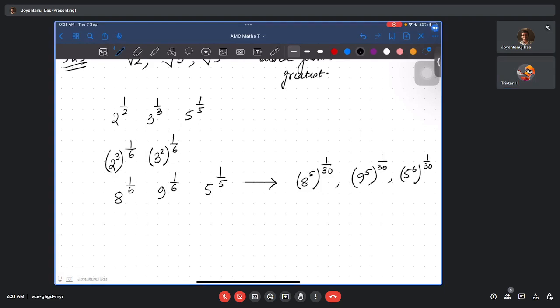Right. So now, how will you compare? You can expand them. Yes, that you can do, but I don't think you need to, right? Because first of all, 8 power 5 and 9 power 5, that we know, right? Yes. That 9 power 5 will be bigger. But now, what about 5 power 6 and 8 power 5? How can you compare them? Right. So this part is clear, that 2 power half is less than 3 power 1/3, right?